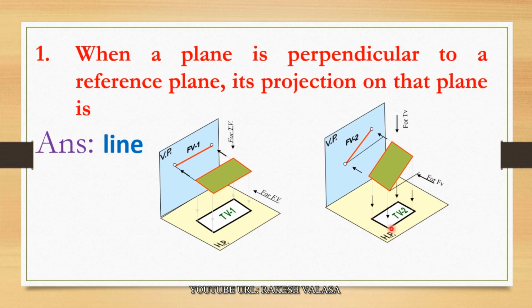You can see one more case, that is the same plane makes an inclination with the vertical plane. In that case, the front view gives a reduced rectangle, and the top view gives the line. So the correct answer is line, because when a plane is perpendicular to a reference plane, its projection on that plane is a line.